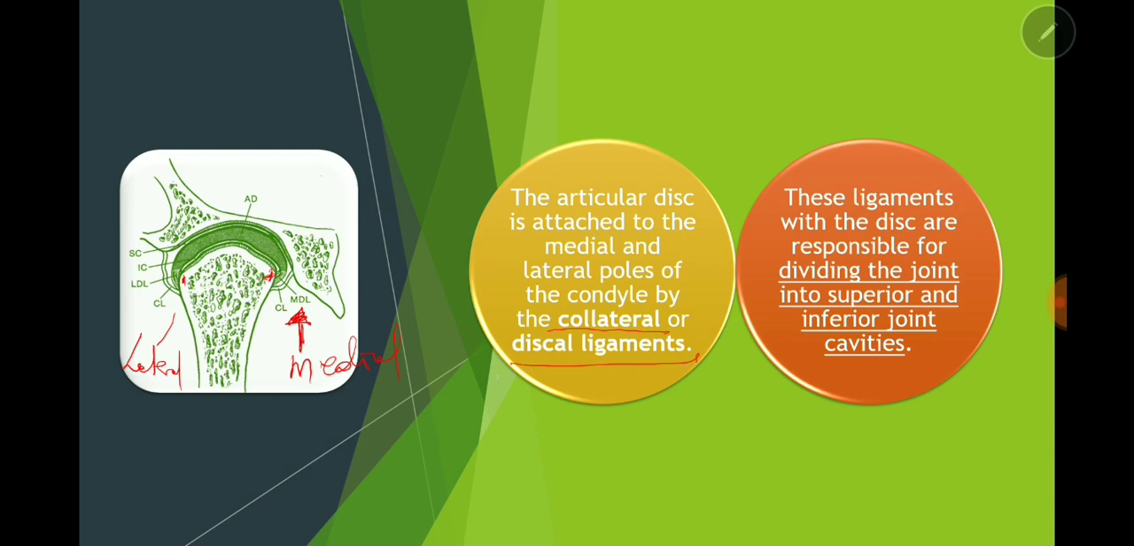Now, what's the other name of collateral ligaments? They are called discal ligaments. The collateral and discal ligaments are responsible for dividing the joint into superior and inferior joint cavities. So what's the purpose of the collateral or discal ligaments? It is to divide the joint into superior and inferior joint cavities, but also they maintain the disc on the condyle. Remember, they attach the disc to the condyle, but also they form the superior and inferior joint cavities.